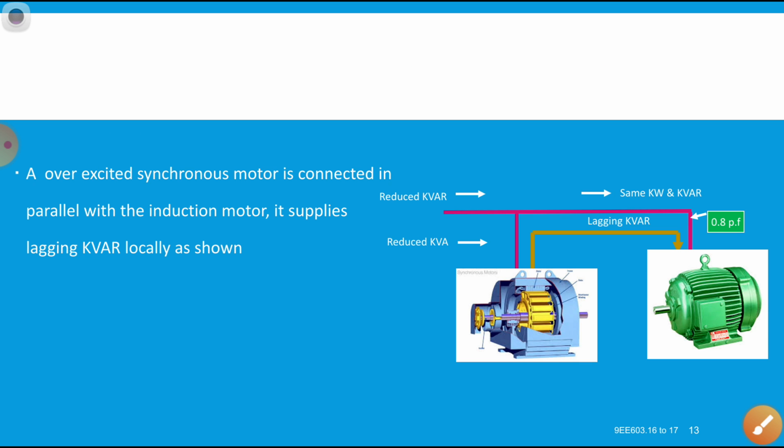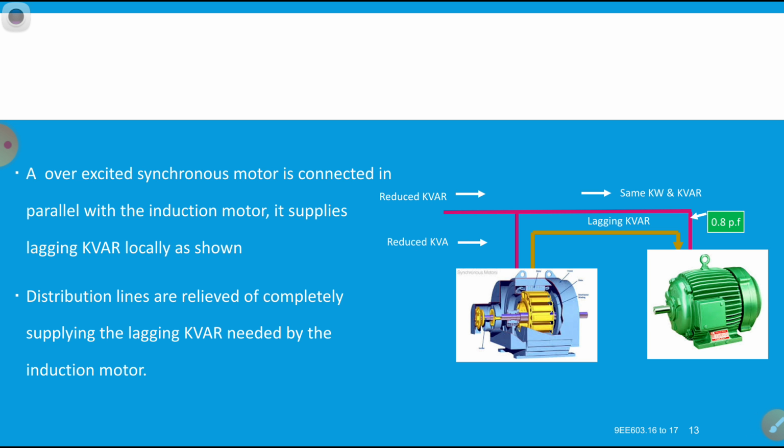Now, what are the salient points? You can see an overexcited synchronous motor is connected in parallel with the induction motor. It supplies the lagging kVAr locally, as shown in the figure. Distribution lines are relieved of completely supplying the lagging kVAr needed by the induction motor.